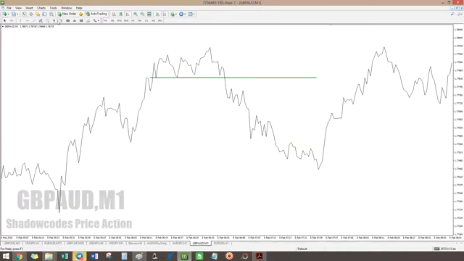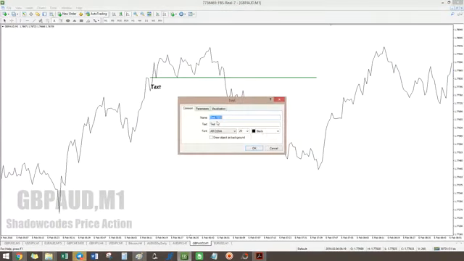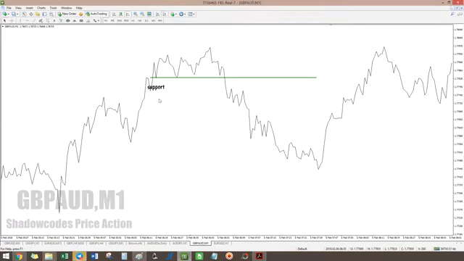So over here, the homework should be like this. You can do it at any time frame or any pair. Support here, you can also add an arrow. Support here, support here. And then there is a breakout.